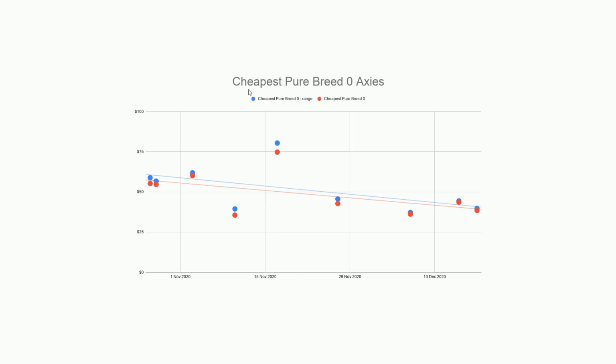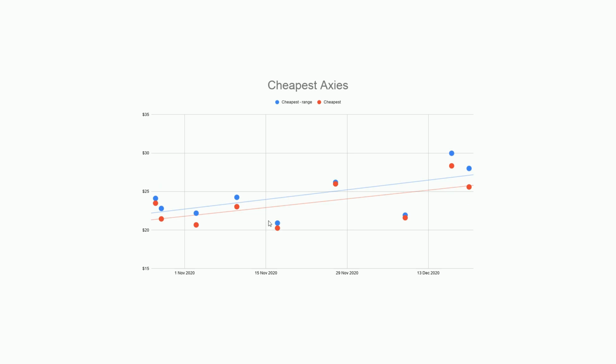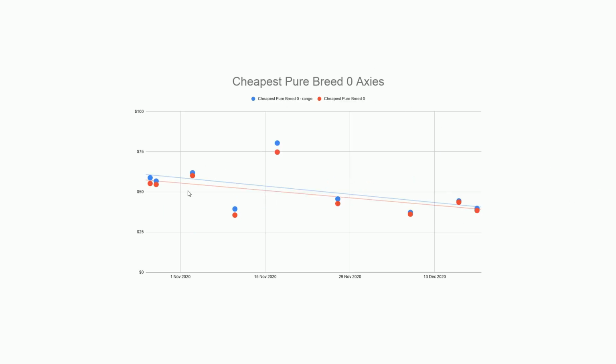However, if we look at the price of the cheapest pure breed zero Axies, again the red dot is the very cheapest single one, and the blue dot is the average price of the cheapest 5. So again we have the spread, which changes. On some days there's quite a big range, a few dollars. When it comes to these ones, there's not much range. So it's not just people trying to dump one cheap one off. Actually, the cheapest 5 are all roughly around the price of the cheapest one.